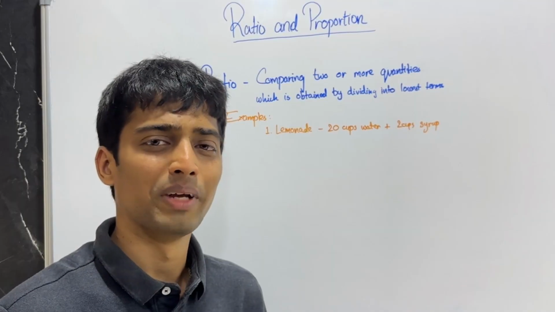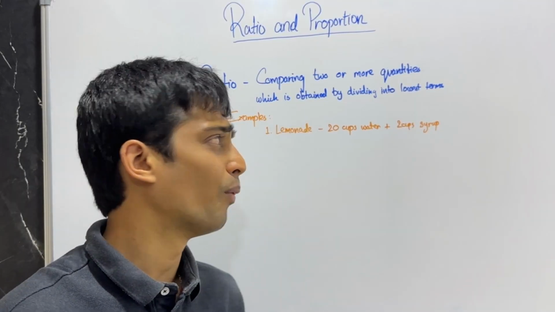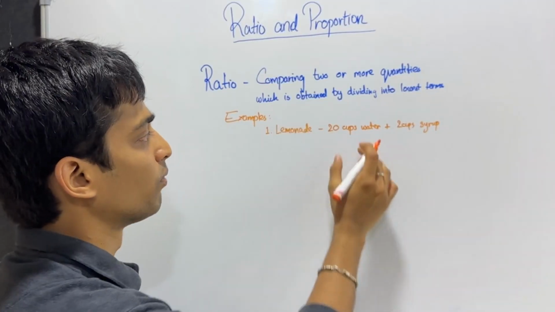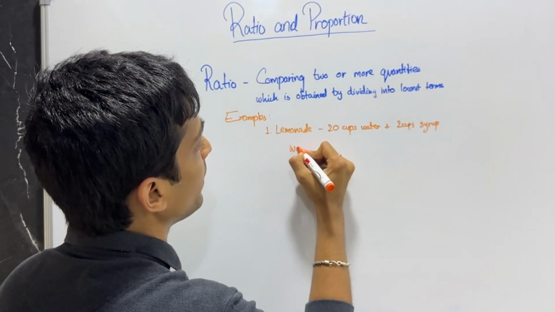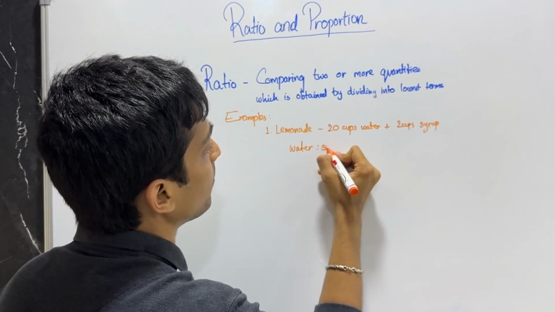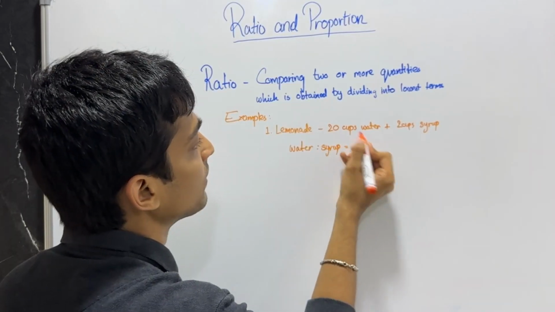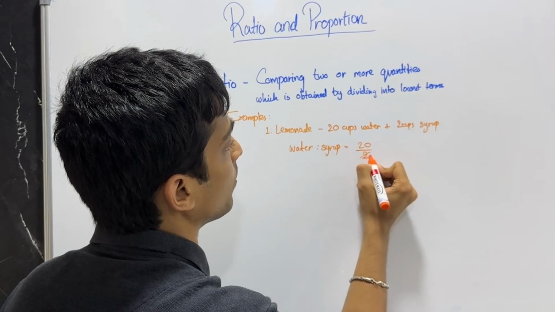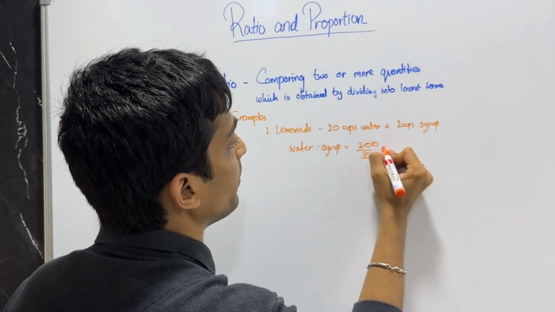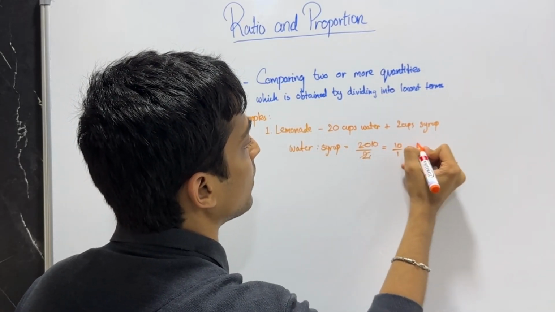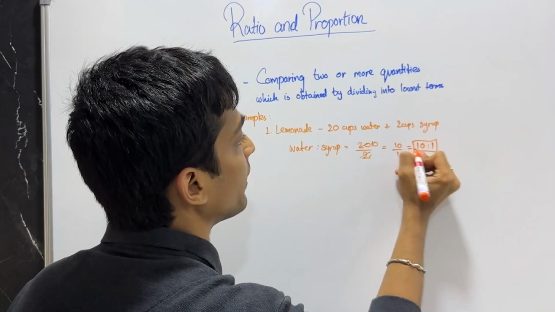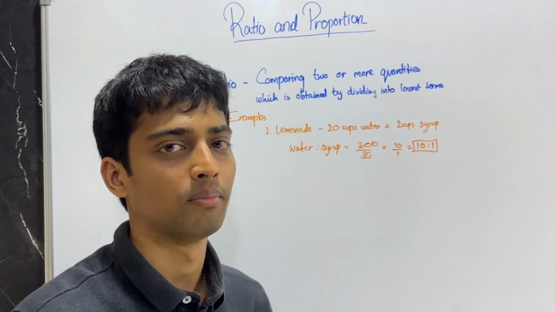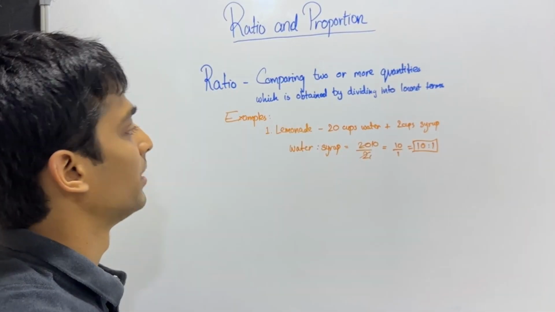Now let's say you want to make a whole bottle of lemonade, then how will you know how much syrup to add? So you can just calculate the ratio of water to syrup. We just divide it, 20 upon 2. So it would be 10 upon 1, which is 10:1. This is the ratio. For every 10 cups of water you add in the bottle, you have to add 1 cup of syrup. Let's look at another example.